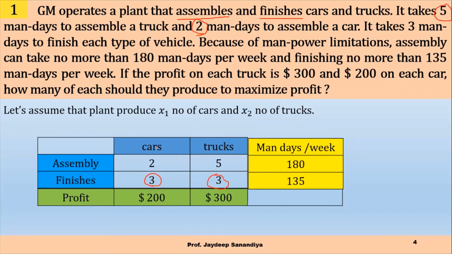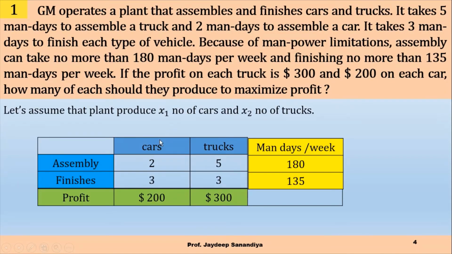So always start your problem with constraint. In formulation, we need to define the objective function, constraint and non-negative constraint. So first constraint is our assembly constraint. Let's say if we produce x1 number of cars and x2 number of trucks, then total man days in assembly will be 2x1 plus 5x2 less than or equal to 180. Why this will be less than or equal to, we will discuss it later on. Okay, so our first constraint would be 2x1 plus 5x2 less than or equal to 180.